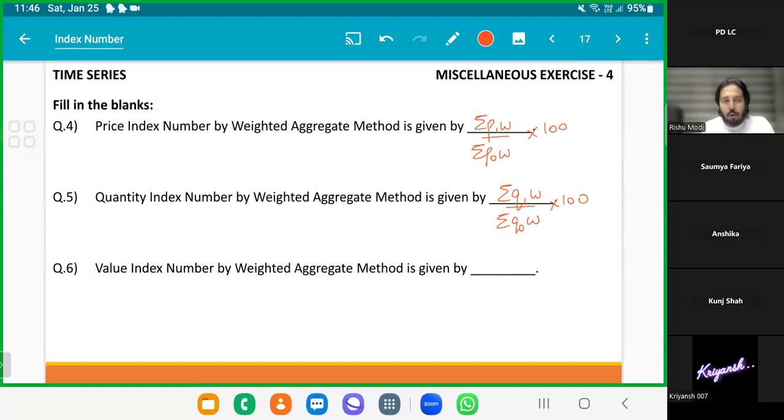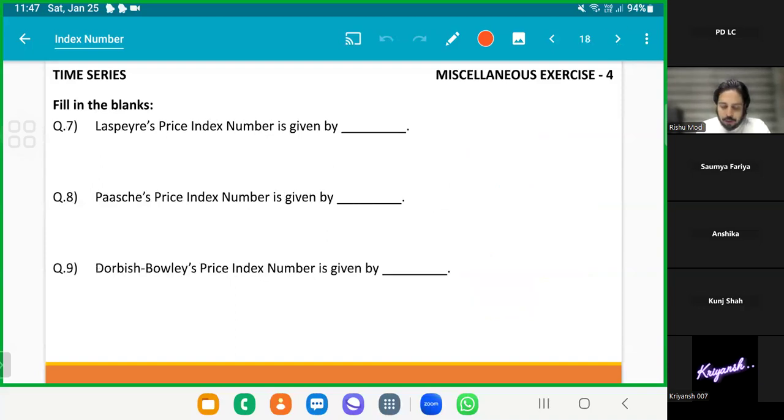And then we have value. Value is nothing but P1 Q1 upon P0 Q0. And since it is weighted, into W into 100. Right? So this will be your answer for your 4th, 5th, and the 6th fill in the blanks. Moving on to the next one.